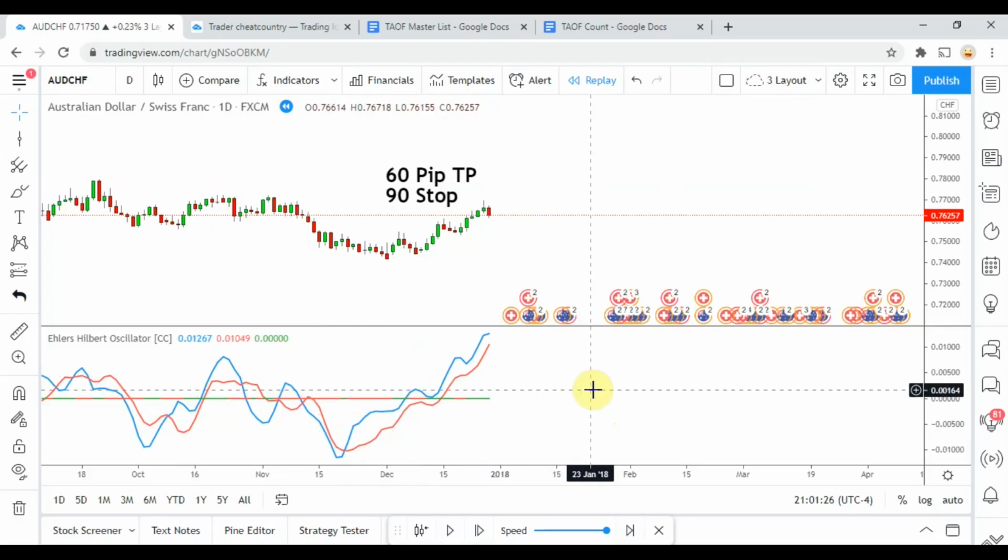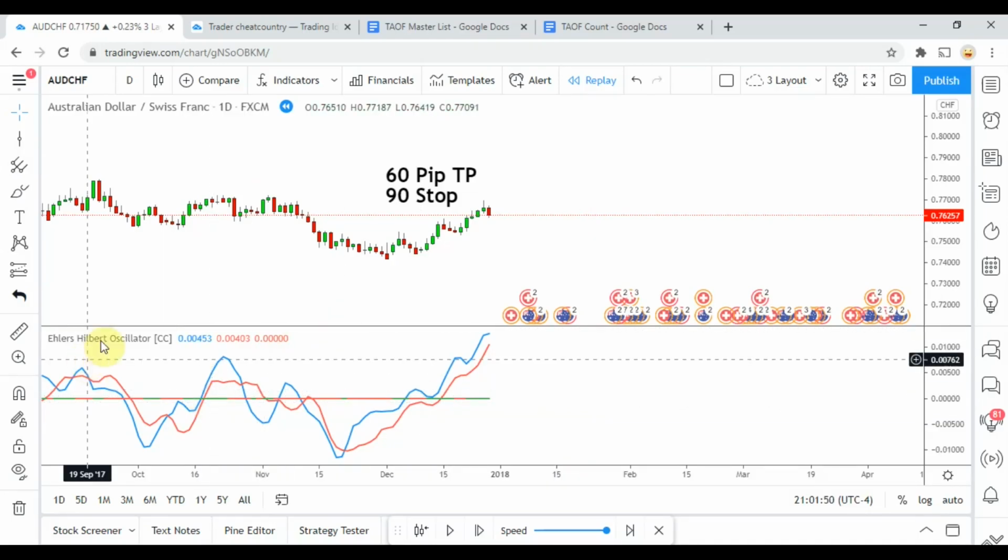I also read about the original Hilbert Oscillator in Ehlers' book. I forget, I think it's Trading Secrets or something along those lines. And there was no mention of a line running through the indicator in that either. And so for now, we are going to ignore it.